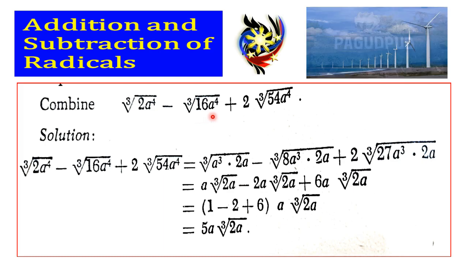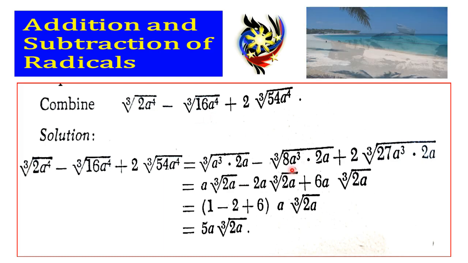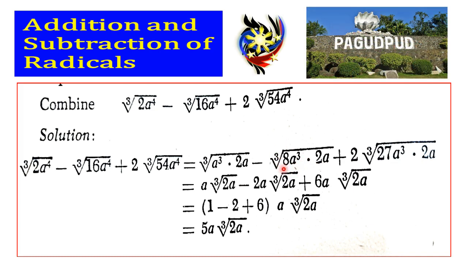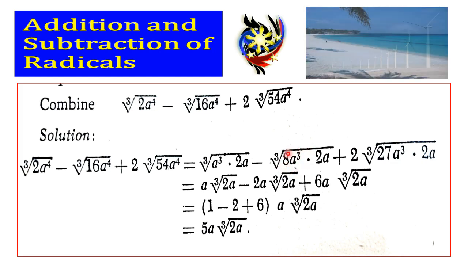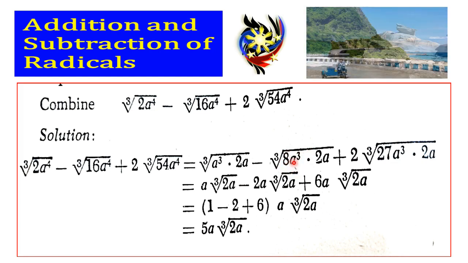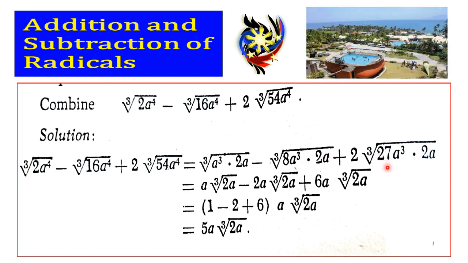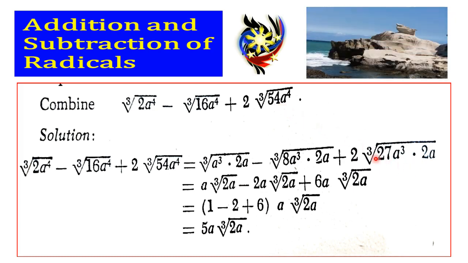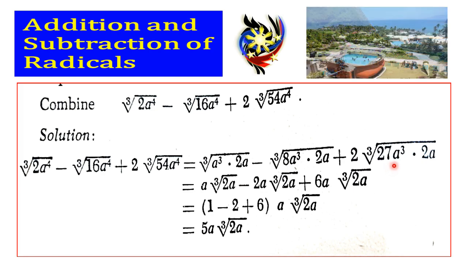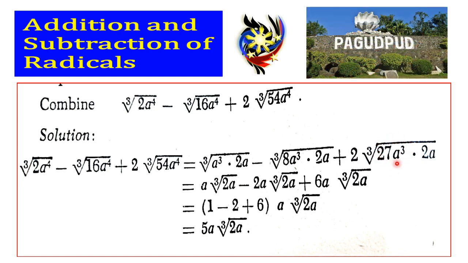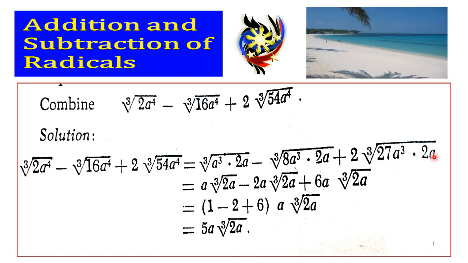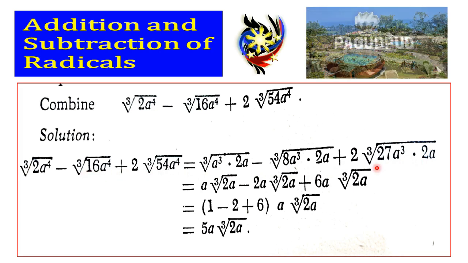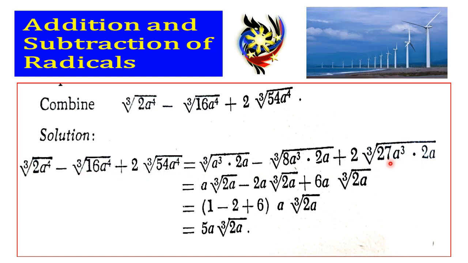Yung cube root ng 16a to the fourth can be written as 8a cubed times 2a, wherein inilagay din natin sa perfect cube ang isang factor. At ang 2 cube root of 54a to the fourth ay maaari nating isulat sa 2 cube root of 27a cubed kung saan siya ay perfect nth root or perfect cube root times 2a. And then we extract all the exact nth roots and make it a numerical coefficient.